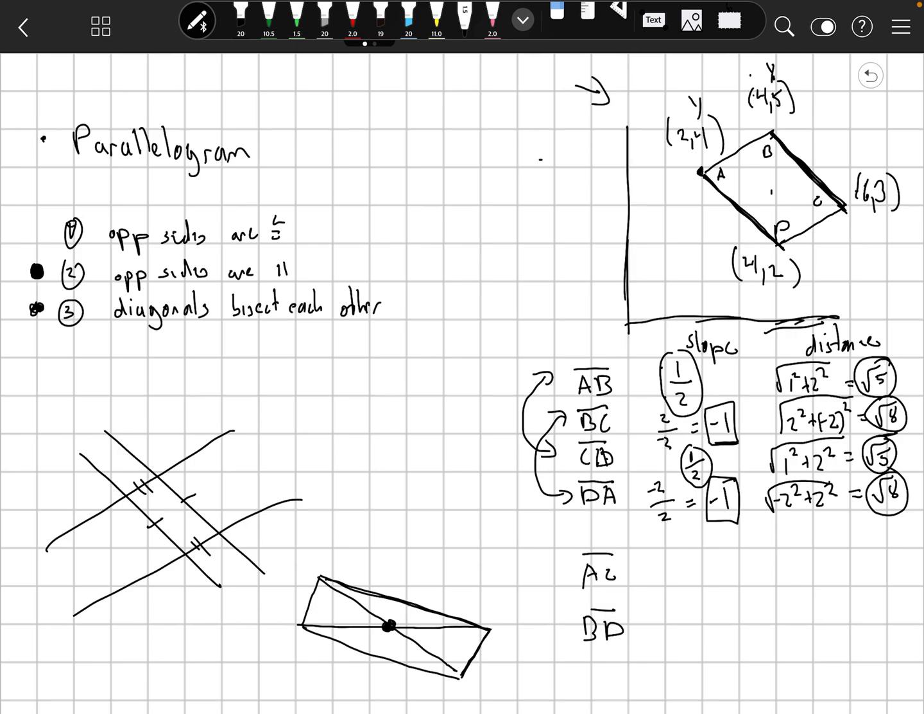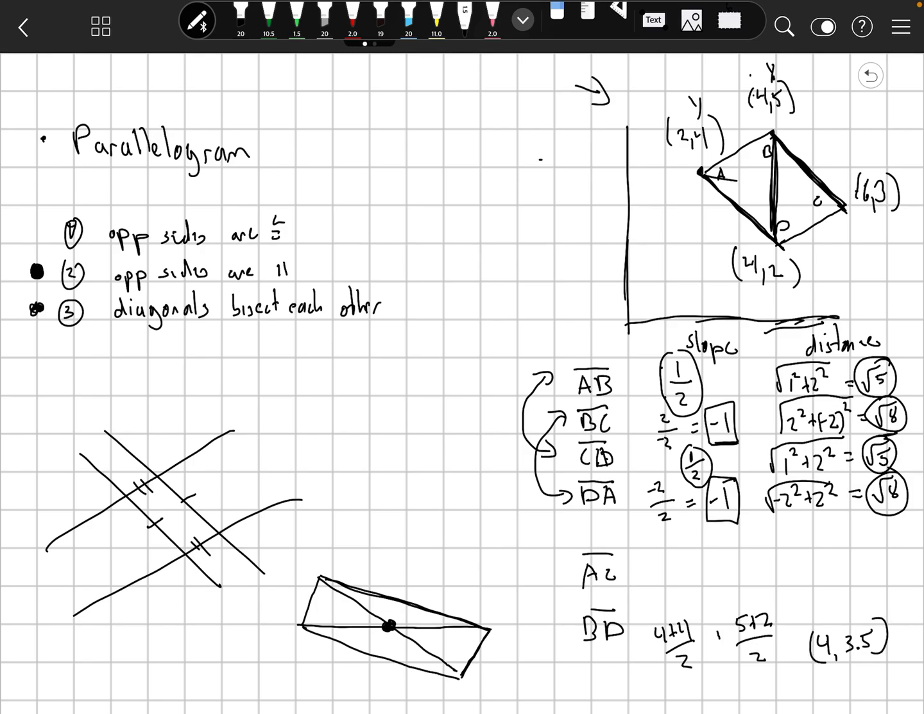So we're going to draw a line from A to C and B to D. Something like this. So let's do B to D first. We're going to find the midpoint of BD. So let's see, 4 plus 4, that's 8 divided by 2. That's my x, and 5 plus 2, that's 7 divided by 2. So we get 4, and 7 over 2, 3.5. 4 comma 3.5. So that's the midpoint.